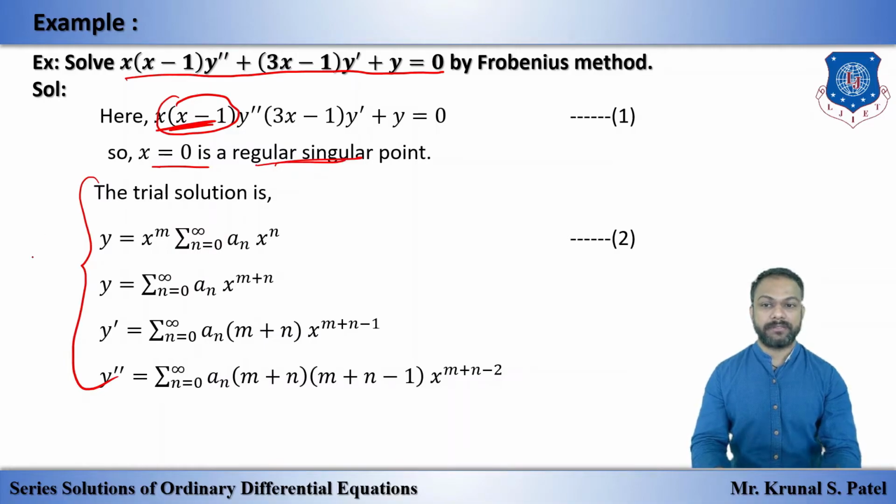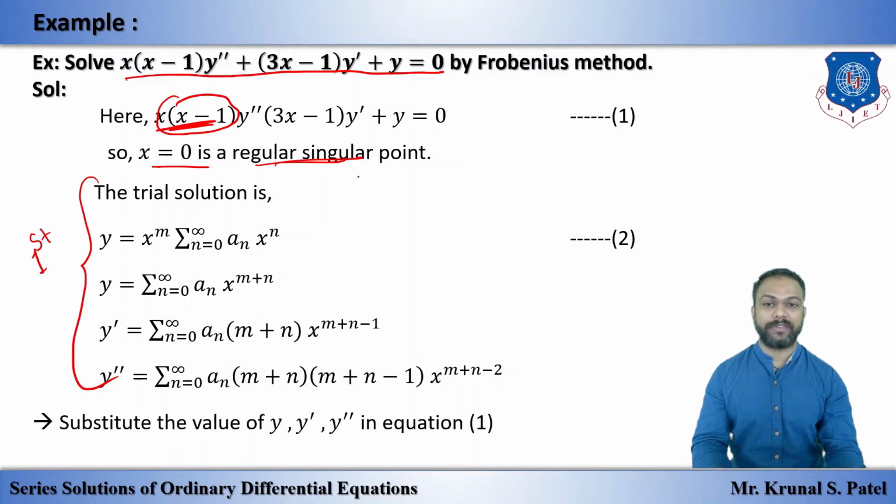And this is our first step. Now the second step is to substitute all these values in equation number 1. So we just substitute the values. This term as it is, we will put y double dash, plus this term as it is, y dash, and this term as it is, y.